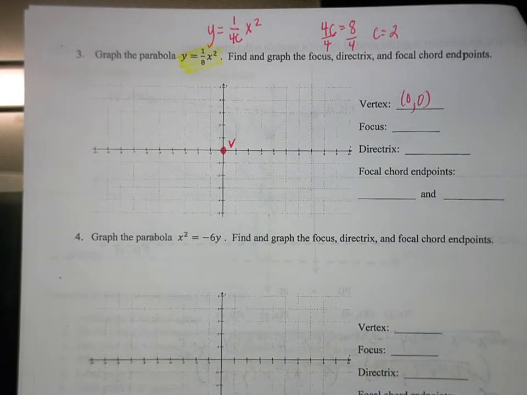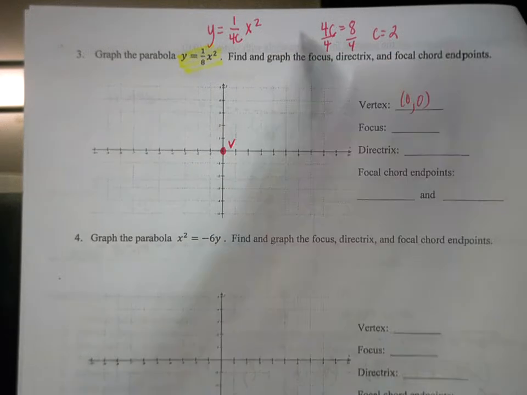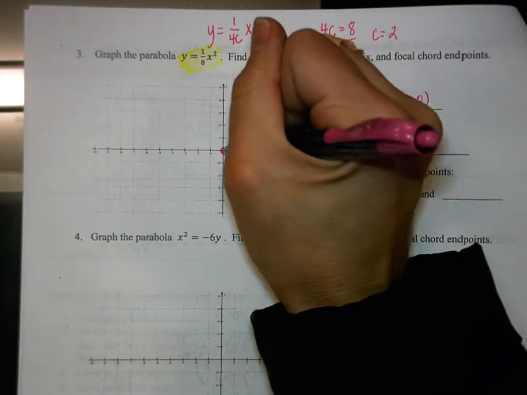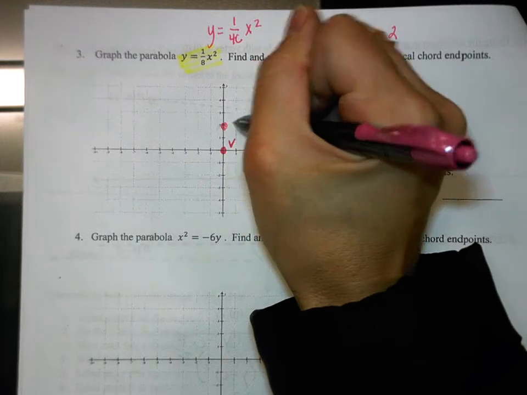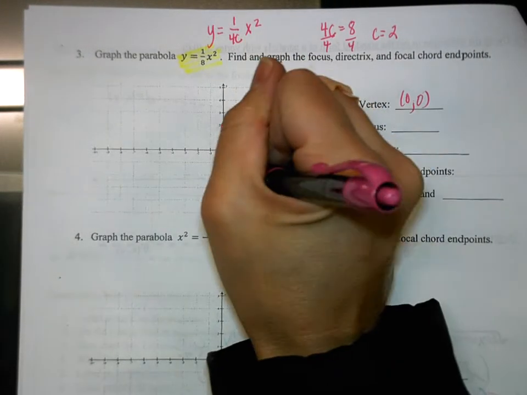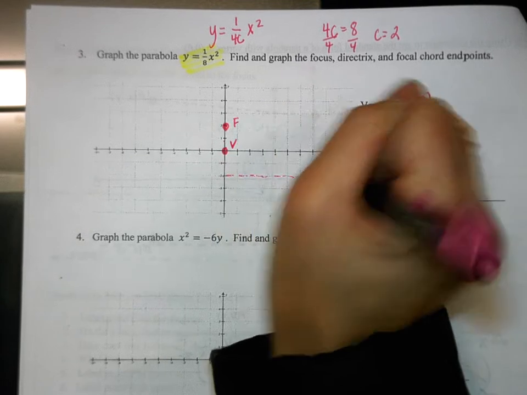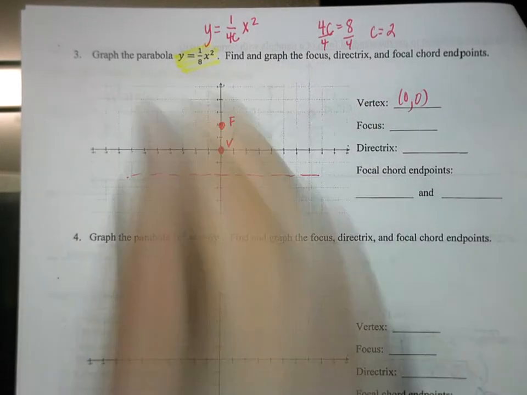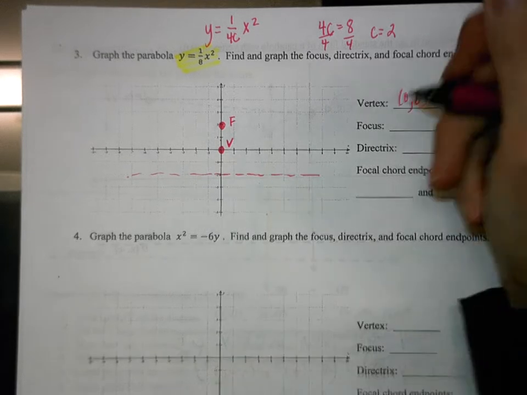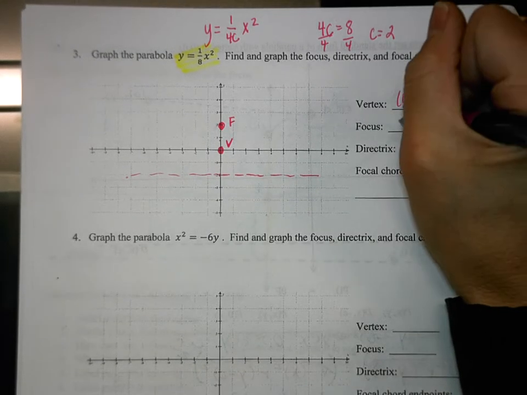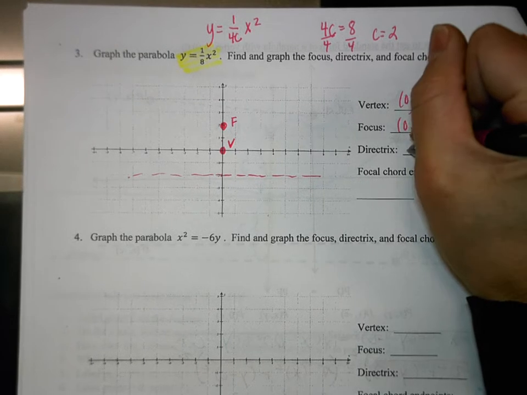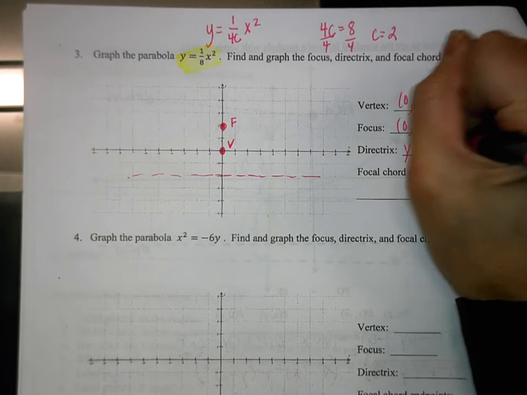Okay? So from the vertex, because this is going to curve going up, my focus is 2 up, and we're going to label that as your F for your focus. And the directrix is 2 down from the vertex, and we label that. So our focus, ordered pair, is at what? 0, 2. And your directrix is at y equals -2.